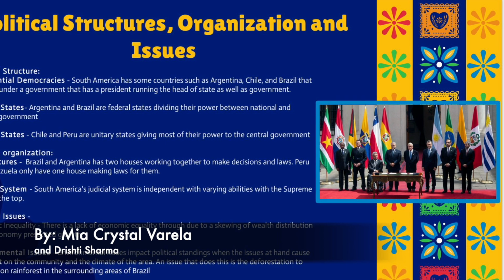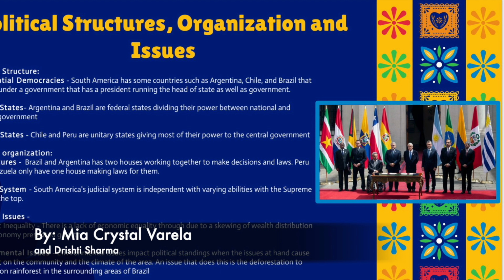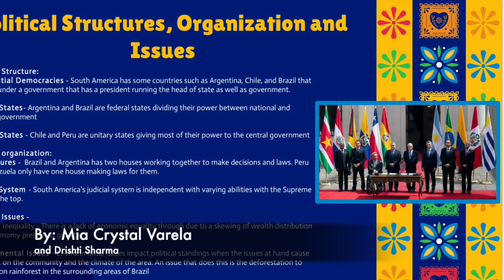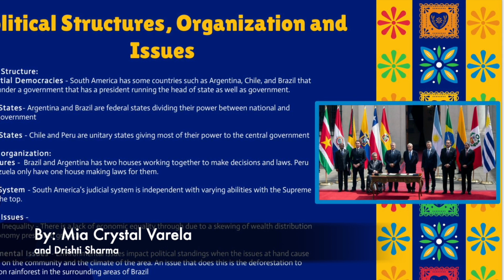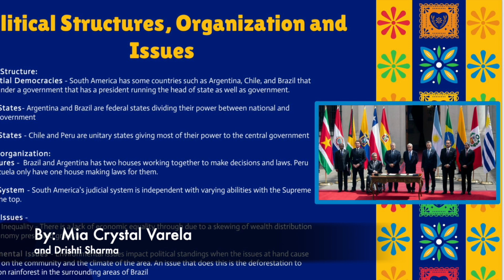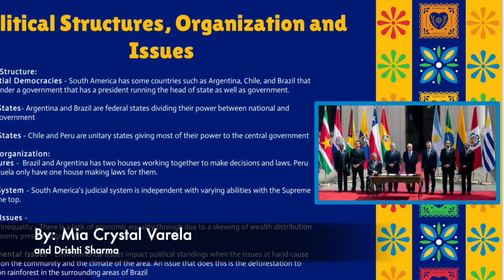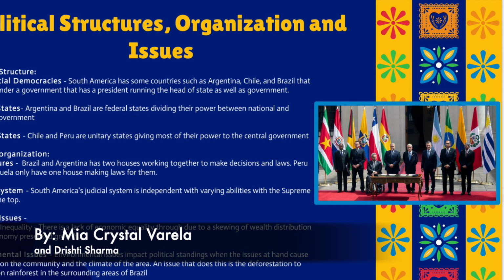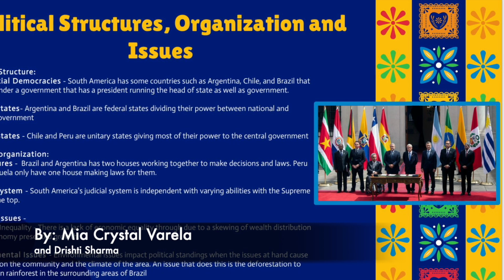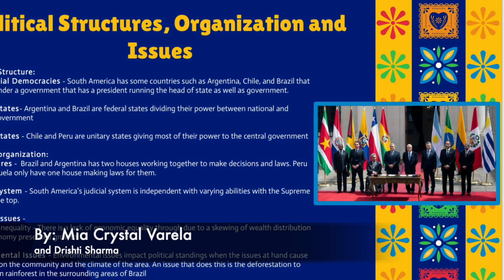Political issues, 2 examples of this are economic inequality, through the skewing of wealth distribution as the economy presents growth, as well as environmental issues through Brazil's deforestation of the Amazon rainforest, impacting the community as well as climate in the area.